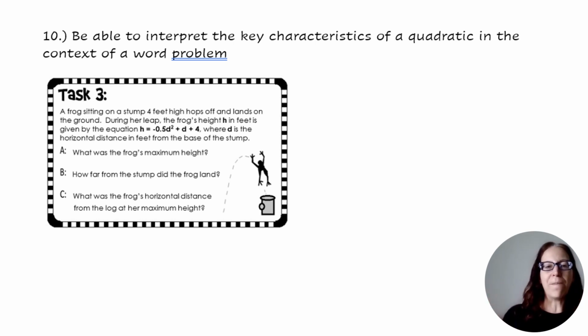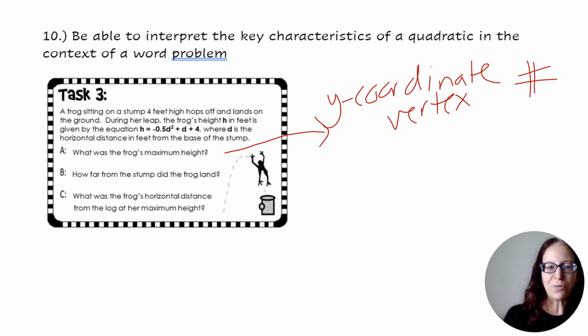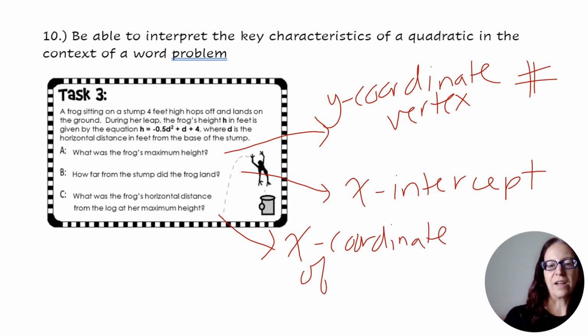So what is the frog's maximum height? You would be looking at the y coordinate of the vertex, okay? But you'd have to give me the number. Give me the actual number. How far from the stump did the frog land? That would be the x-intercept, and it's going to be the positive x-intercept, not the one that goes backwards in time. And then what was the frog's horizontal distance from the log at her maximum height? That is the x-coordinate of the vertex.